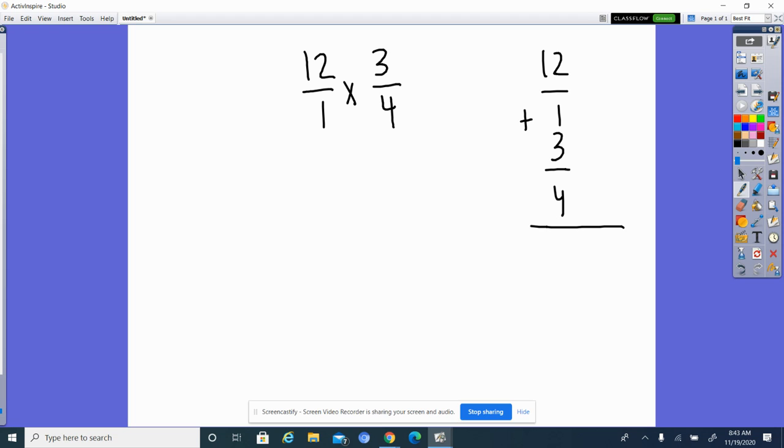So when we multiply fractions, we multiply straight across. Okay? Let me say that again. When we multiply fractions, we multiply straight across. So, 12 times 3 is 36. 1 times 4 is 4.